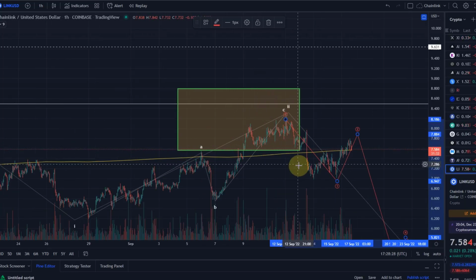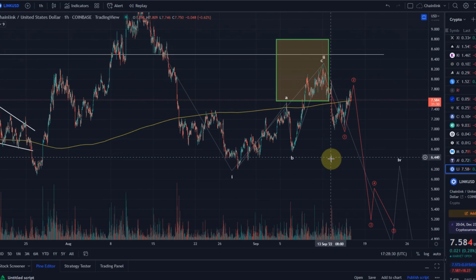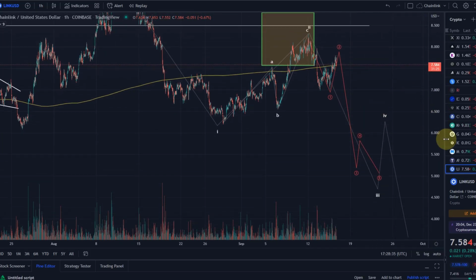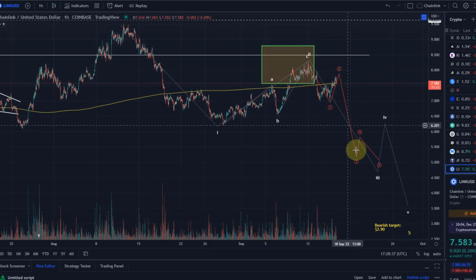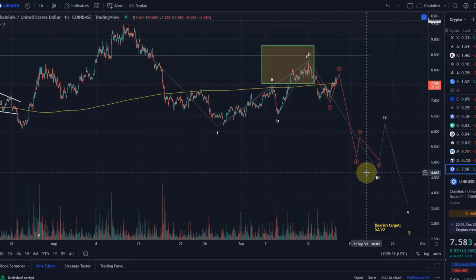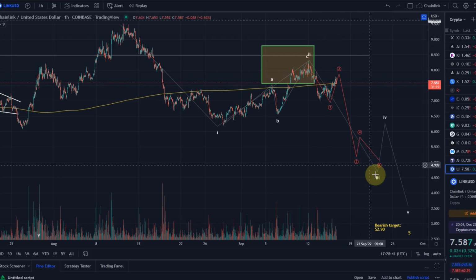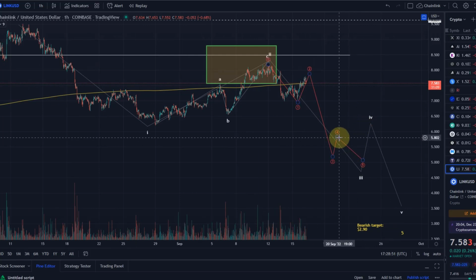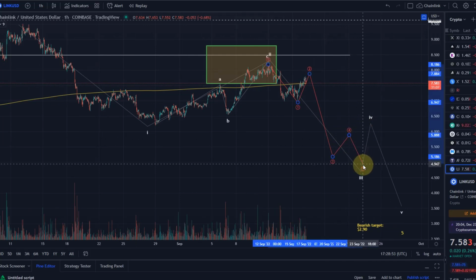Either this is an ending diagonal and we count this as an A, B, C, down here in a wave 3, A, B, C in an ending diagonal, or we count it as a 5-wave move. Both possible. In a 5-wave move, it would need to be a truncated low. In the end, it doesn't really make a great difference. I'll leave it like this at the moment.